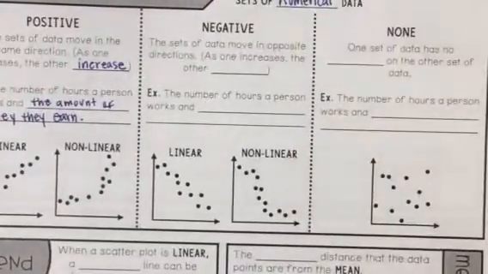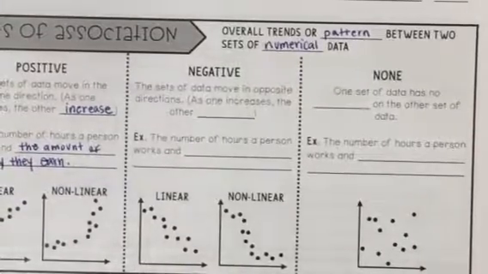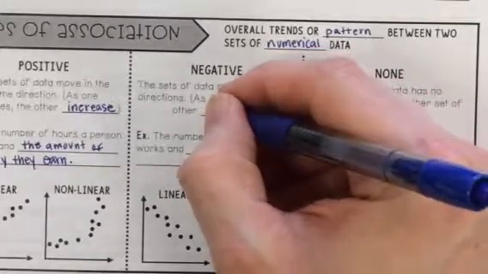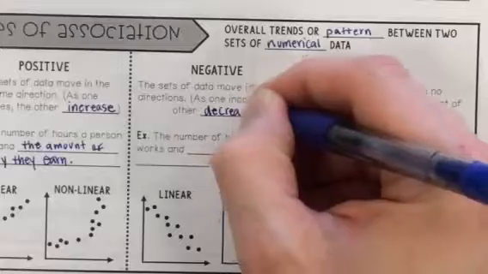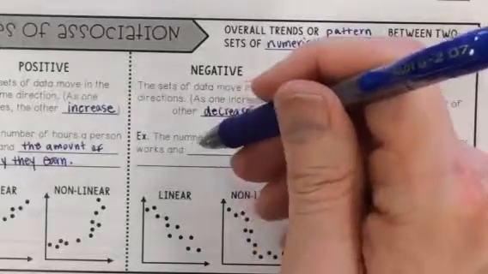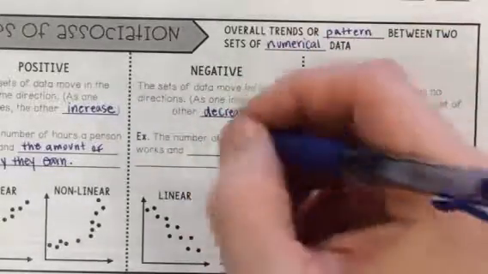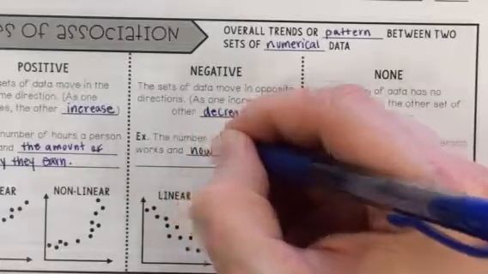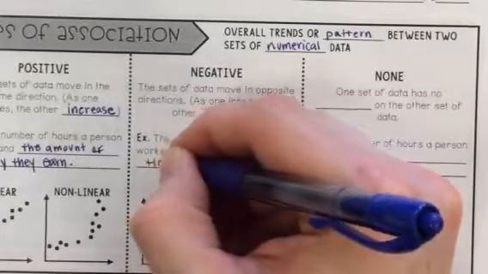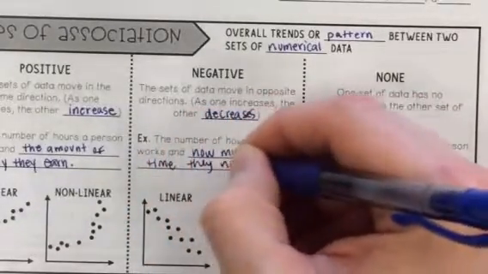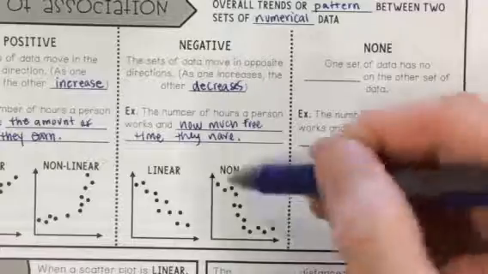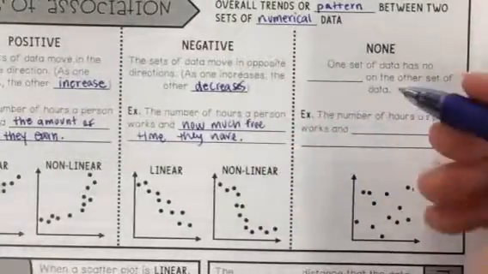All right, a negative association is when two sets of data move in opposite directions. As one increases, the other decreases. So a real-world example here would be the number of hours a person works and how much free time they have. So again, here's two negative associations down and to the right. One of them is more linear than the other one.